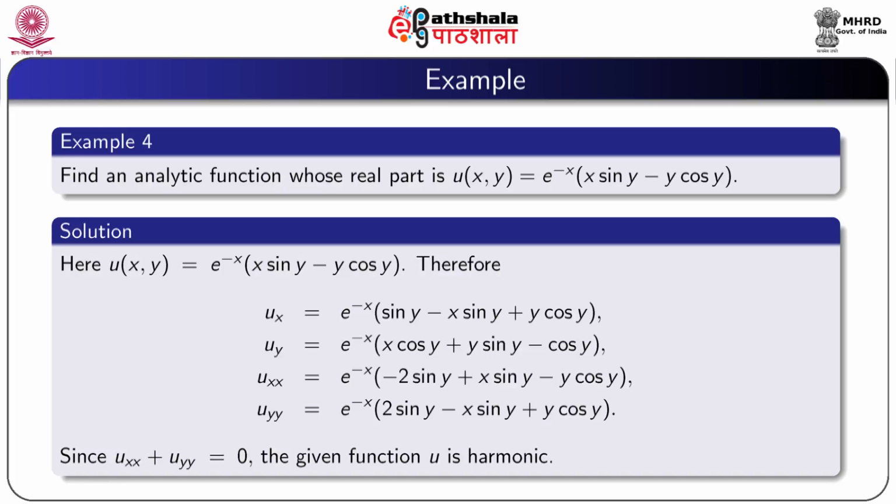Again, differentiating partially with respect to x and y respectively, we get del 2 u del x 2 equal to e to the power minus x times minus 2 sin y plus x sin y minus y cos y, and del 2 u del y 2 equal to e to the power minus x times twice sin y minus x sin y plus y cos y. From this, we see that del 2 u del x 2 plus del 2 u del y 2 is 0. Therefore, the given function u is harmonic.